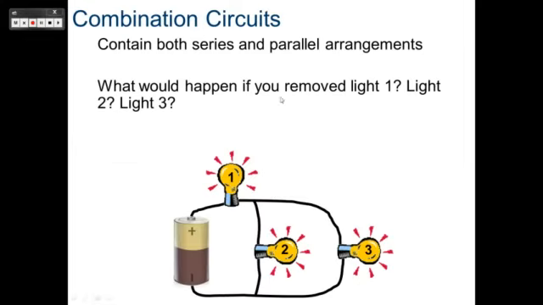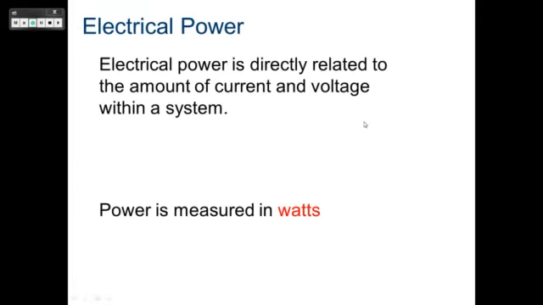When looking at combination circuits, what happens if I remove light 1? The entire circuit goes out. If I remove light 2, 1 and 3 are still burning. If I remove 3, 1 and 2 are still burning.